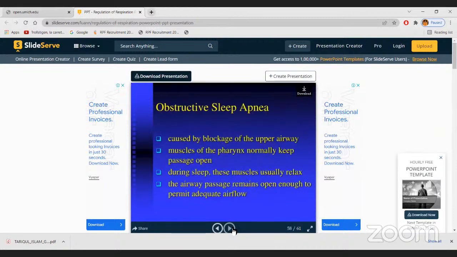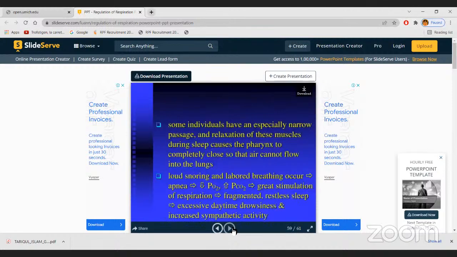Central nervous system. Then obstructive sleep apnea is caused by blockage of the upper airways. The muscles of the pharynx normally keep the passage open. During sleep, those muscles usually relax. The airway passage remains open enough to permit adequate airflow. Sometimes individuals have an especially narrow passage, and relaxation of the muscles during sleep causes the pharynx to be completely closed so that air cannot flow into the lung. Loud snoring and labored breathing occur.